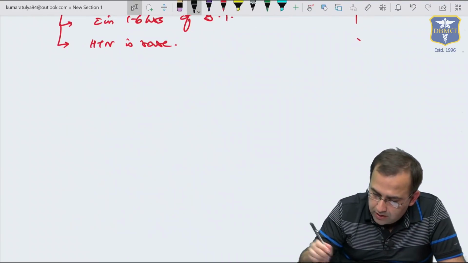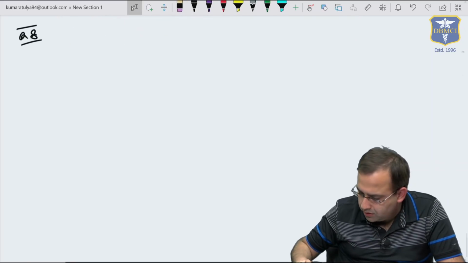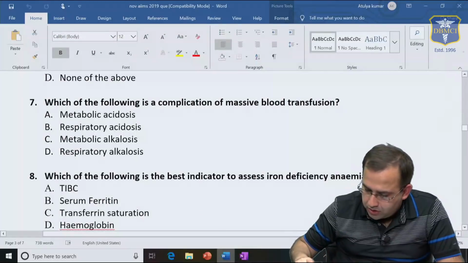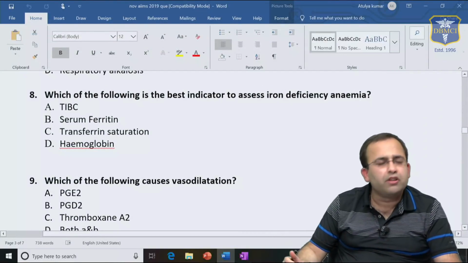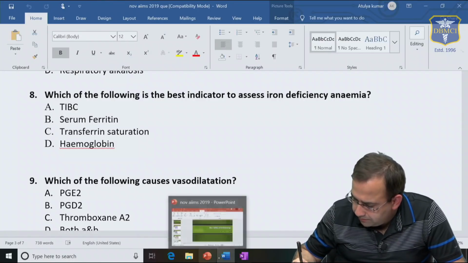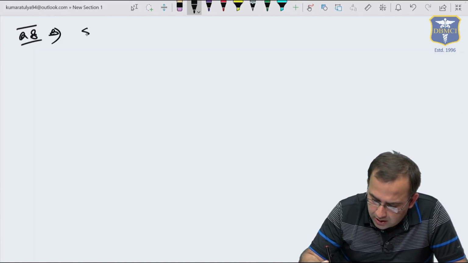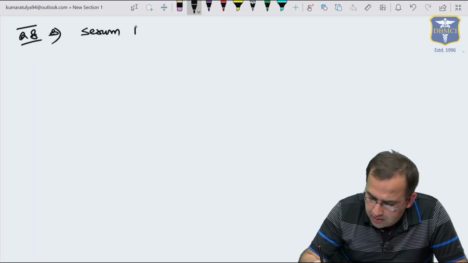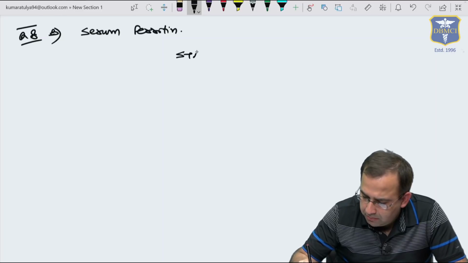Next, this gets us to a next question, that is question number 8. Question 8. Which is the best indicator to assess iron deficiency anemia? I need not even discuss this. The answer is B, that is serum ferritin. Best indicator for iron deficiency anemia, the answer is B, that is serum ferritin. Serum ferritin. You very well know iron deficiency anemia has 3 stages.